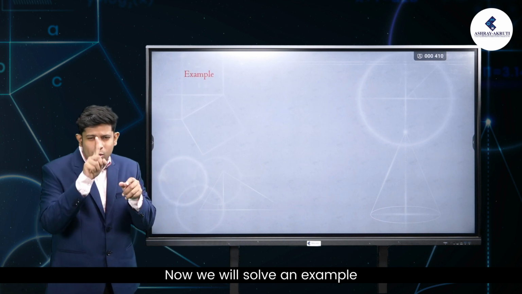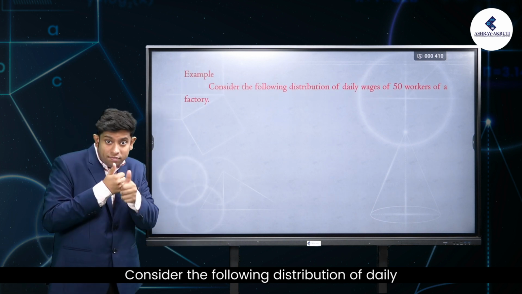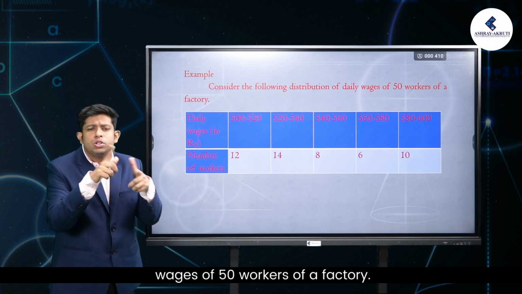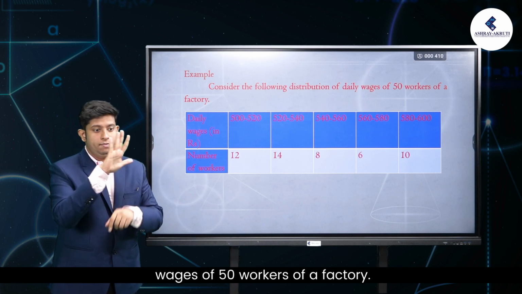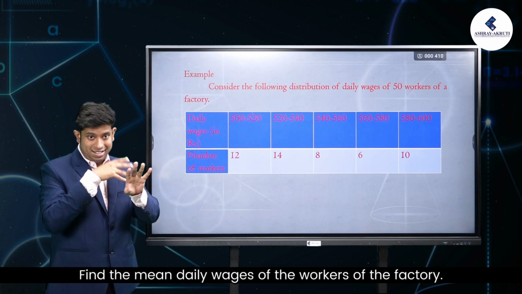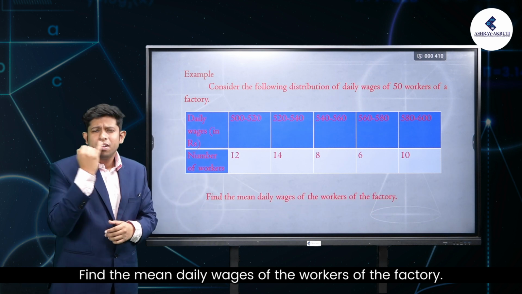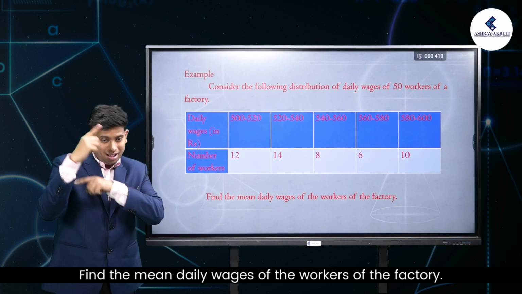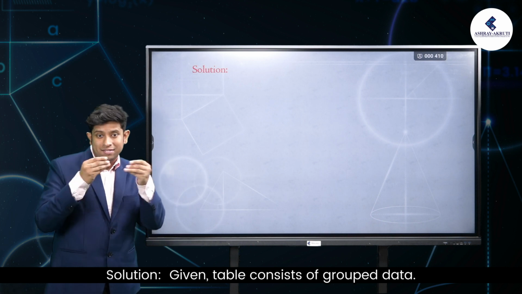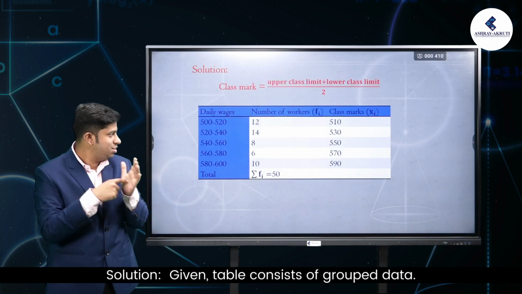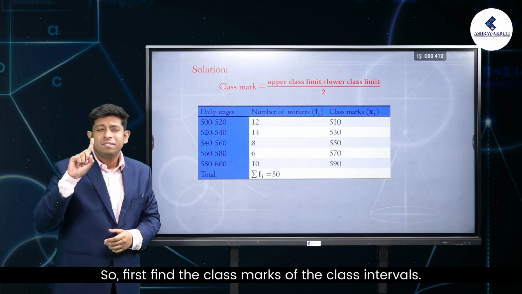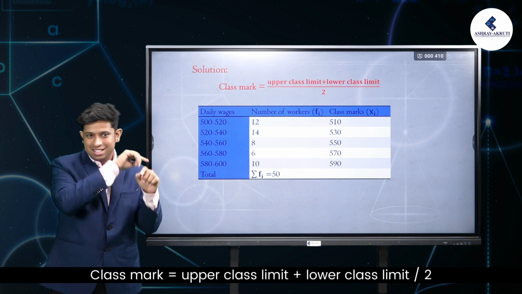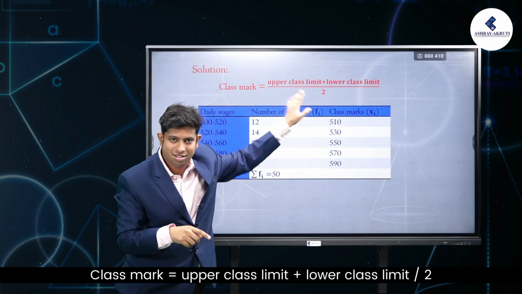Now we will solve an example. Consider the following distribution of daily wages of 50 workers of a factory. Find the mean daily wages of the workers of the factory. Solution. Given table consists of grouped data. So, first find the class marks of the class intervals. Class mark is equal to upper class limit plus lower class limit by 2.